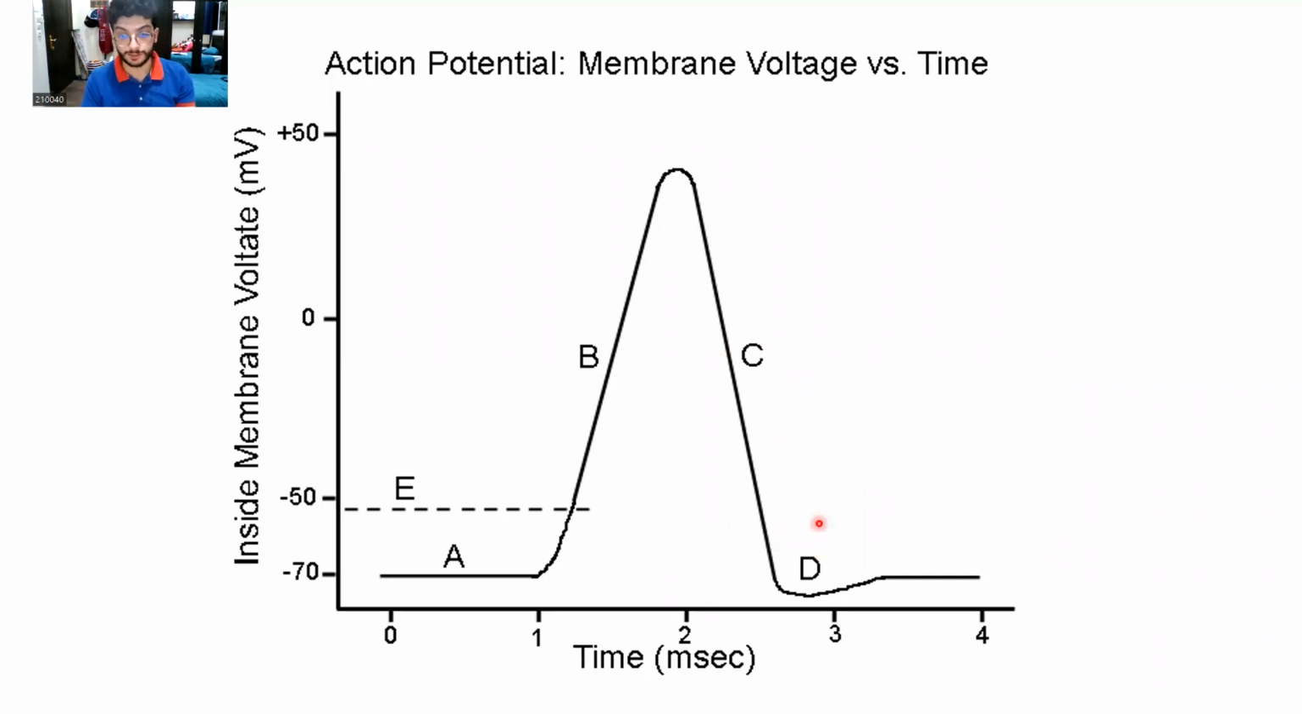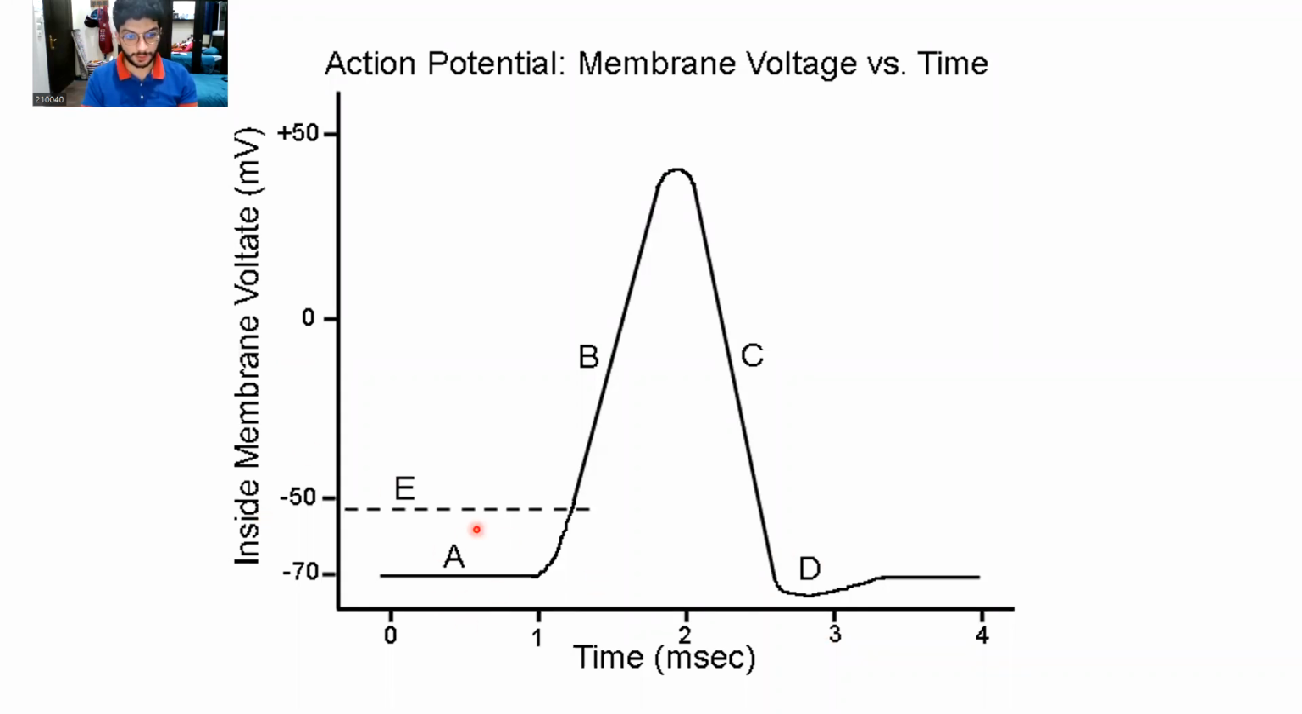Yep, that's fine. D, what is D called here? D, like this segment over here. Yeah, it's called hyperpolarization. And why does it happen again? Because the potassium channels take time to close. Yep, it's just delayed closure of potassium channels. That's it. Yep, too slow to close.